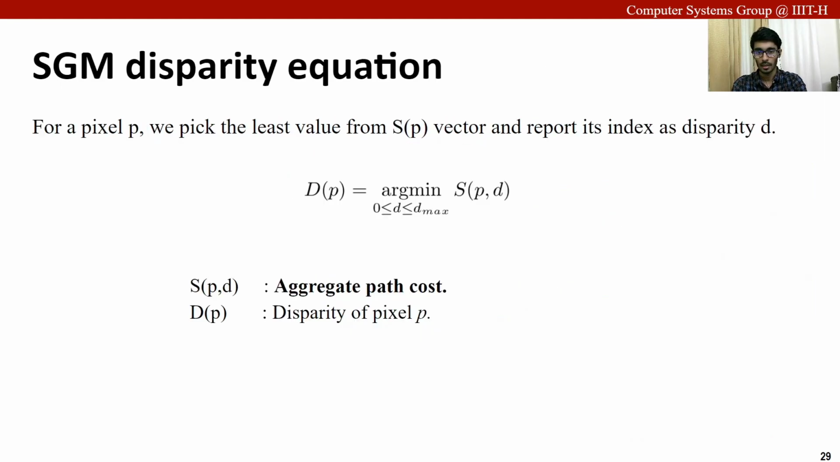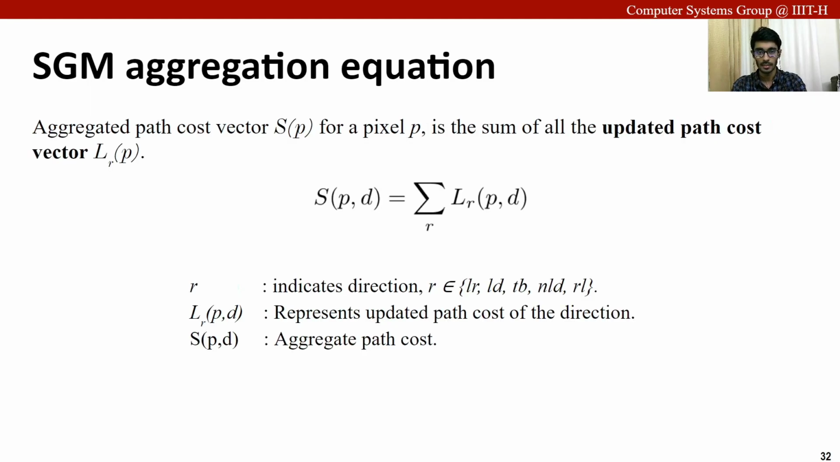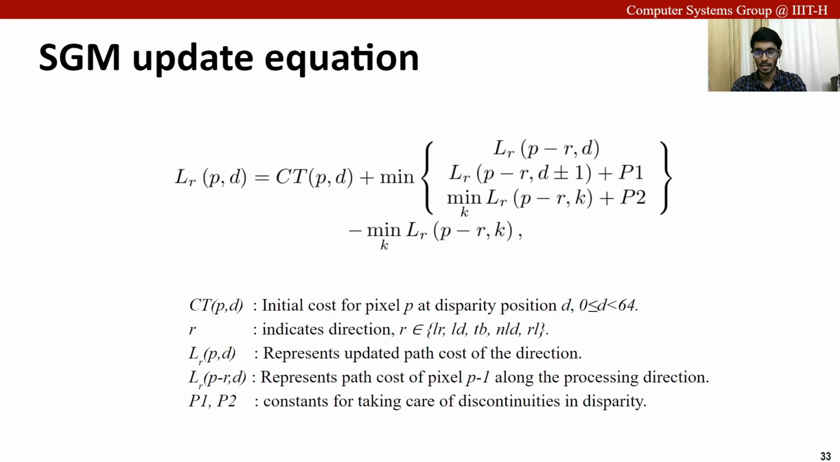So the final updated equation after applying SGM we get is this. Here we have upgraded CT to a new vector called SP. This SP vector is the aggregate path cost vector. This path cost vector is an aggregation of all the updated path cost vectors LR. Here R represents the directions which belong to LR, LD, TB, NLD and RL. This LR update equation can be computed using the shown equation.